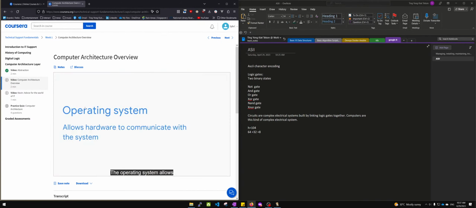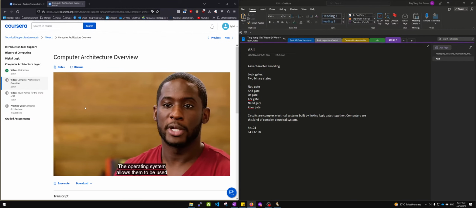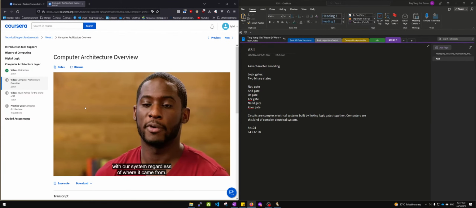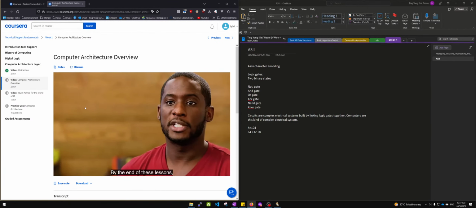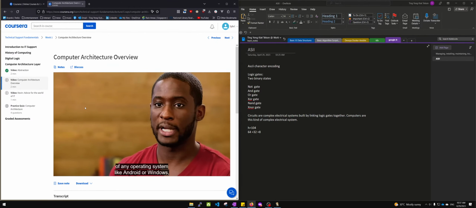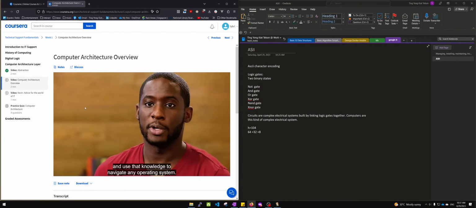The operating system allows hardware to communicate with the system. Hardware is created by many different manufacturers. The operating system allows them to be used with our system regardless of where it came from. In the next few lessons, you'll learn about the major operating systems that we use today, and you'll be able to understand all of the underlying components that make up an operating system. By the end of these lessons, you'll have a strong grasp on the major components of any operating system like Android or Windows, and use that knowledge to navigate any operating system.